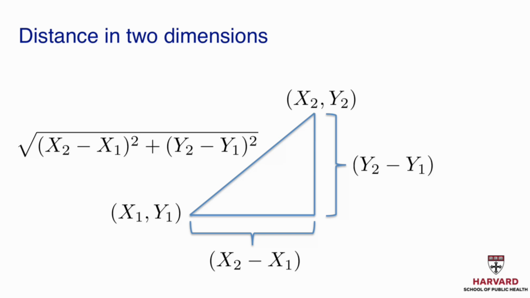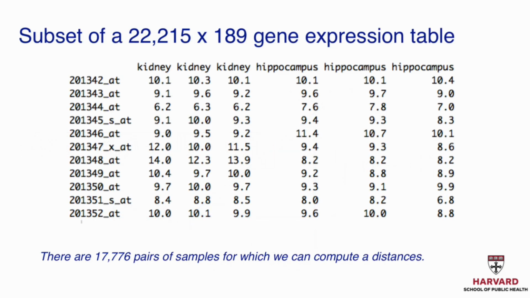Now in genomics, we rarely have data that's in 2 dimensions. Let's think about this for a second. Here's a subset of a table of gene expression that is a 22,215 by 189 table of gene expression. So if we were to compute the distance between 2 samples, say between sample number 3 and sample number 4, what would be a point here? So a point could be considered to be the gene expression profile across all 22,000 genes.